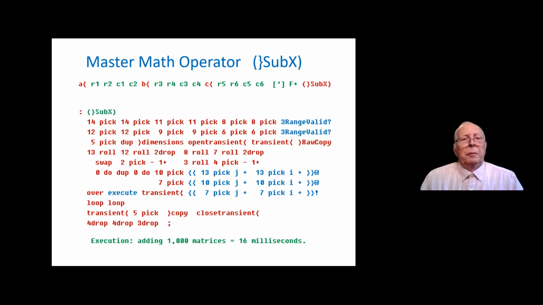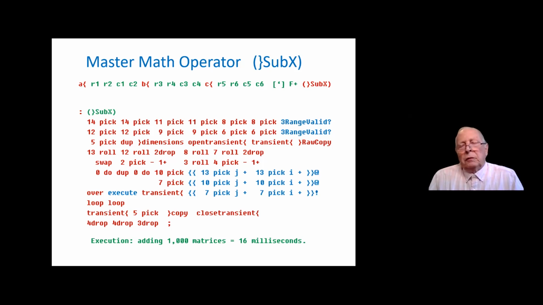Here we reach the magic math operator, SubX. This is where all the work is done. And you'll note, as we mentioned, there are 15 arithmetic operators on the stack, parameters on the stack, and then F plus, or the math operation we wish to do. So at the top left for A, we have the specified rows and columns for the A matrix. For the B matrix, the same way, the rows and columns specified, and for C.